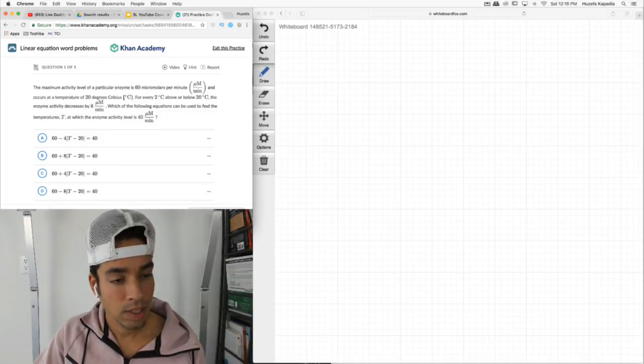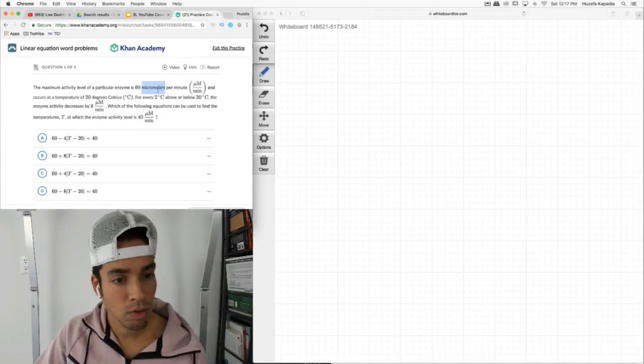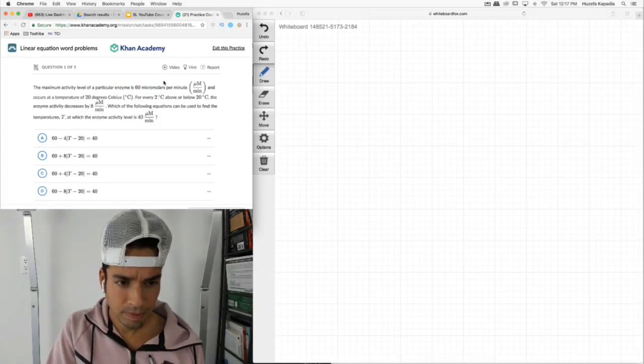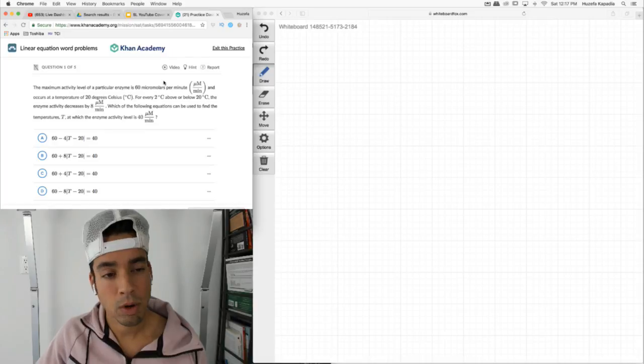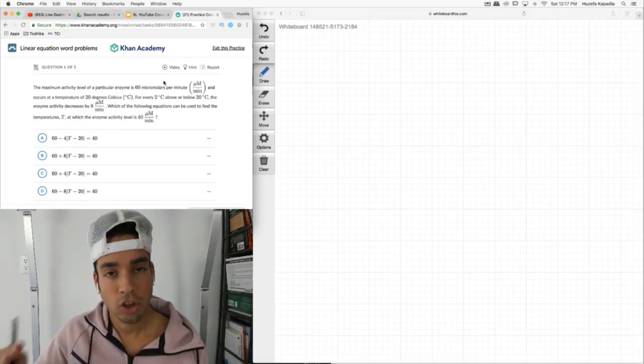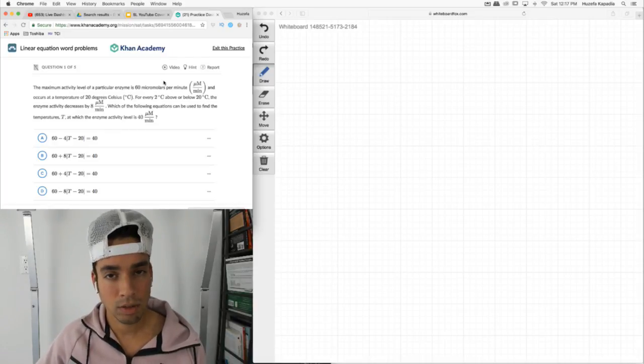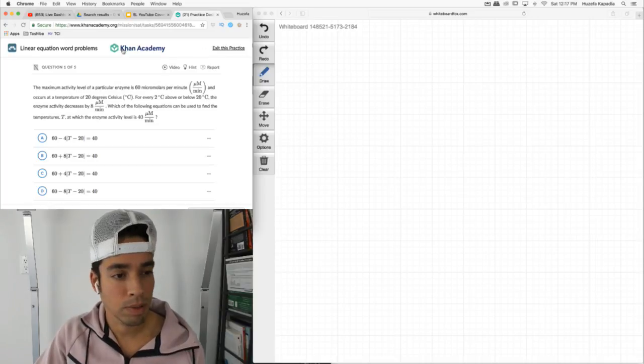The maximum activity level of a particular enzyme is 60 micromolars per minute. Now you see already, look at all these symbols, and I can see the language is relatively dense. We're already talking about enzymes, micromolars, which is some sort of a rate, micromolars per minute. I've never heard of that term before. It's probably some really small measurement, but it doesn't matter. We're going to try and sift through all the technical jargon to get to the heart of what's being asked.